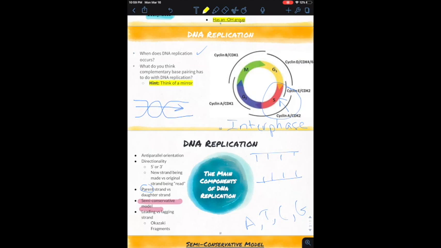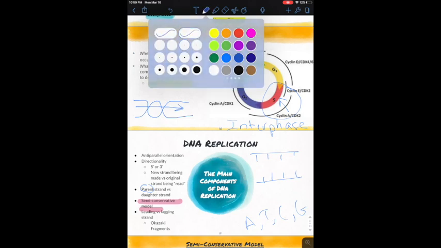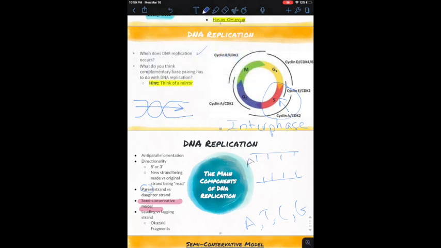How is it going to know how to replicate that strand? Well, there's complementary base pairing. So if there's an adenine here and we're making the daughter strand, then it would know to lay down a thymine. Complementary base pairing is important because that is what allows us to be able to replicate DNA.